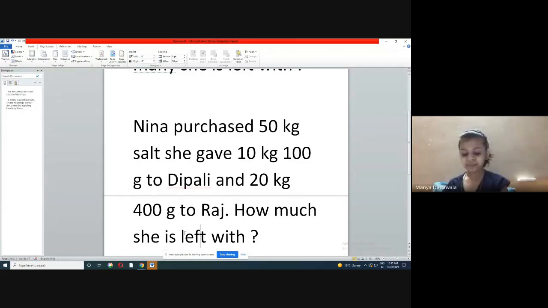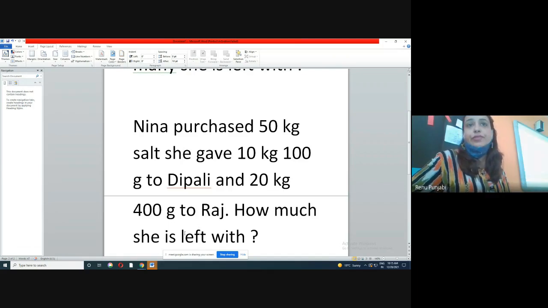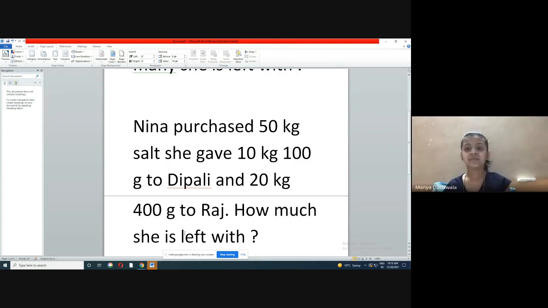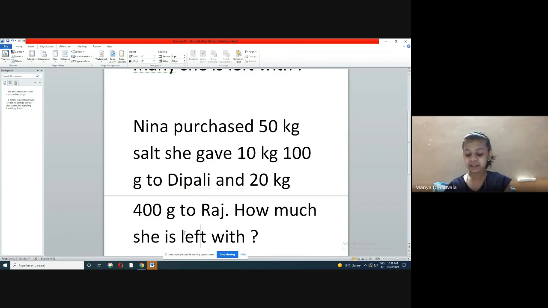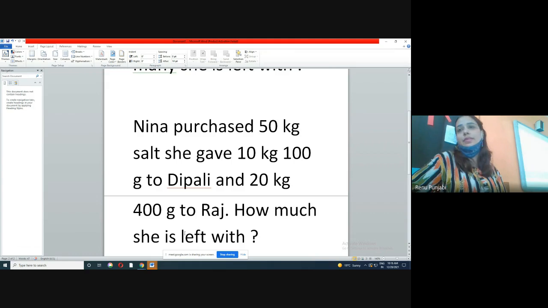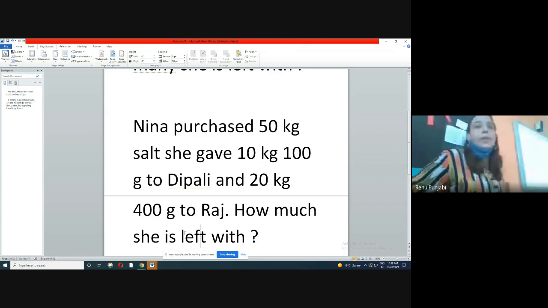Yes, Manya, please tell me. Ma'am, when you were explaining to the offline students, you said that first we have to add it and then subtract it. But I did the subtraction only. What you have done is first from 50 kg you have subtracted 10 kg 100 gram. Then I subtracted 20 kg 400 grams. See, when you write together it will be very difficult to subtract. It should not be like this, beta. Because out of 50 kg, she has given 10 kg 100 gram to one person and 20 kg 400 gram to another person.